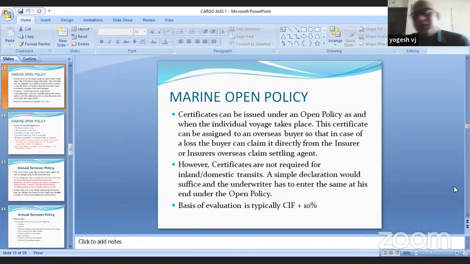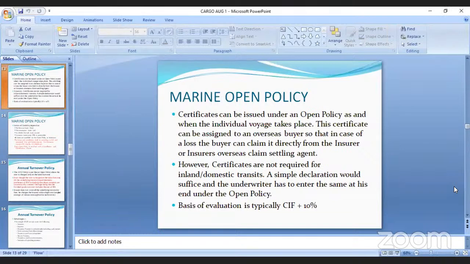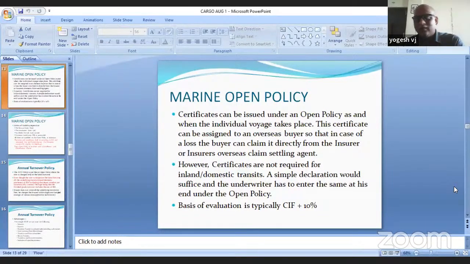Certificates are not required for inland or domestic transits. A simple declaration would suffice. The underwriter has to enter the same at his end of the policy. Usually, the basis of valuation taken here is CIF plus 10%. Now, why is CIF here if it is an Incoterm? This is the basis of valuation. That means this is how the claim will be settled at the time of settling of the claim. This is the amount that is shown which will be settled. Of course, the deductible is subtracted at the time of settling the claim.